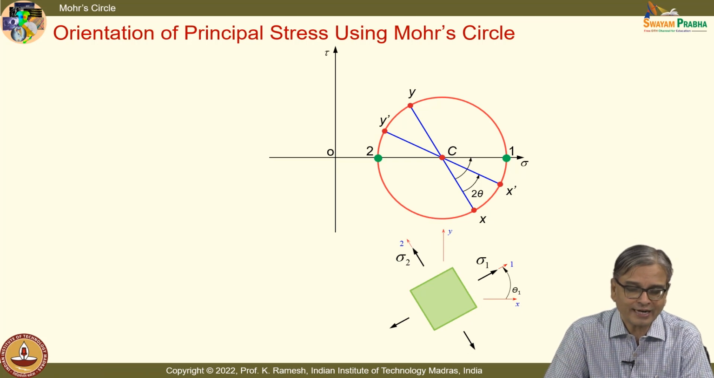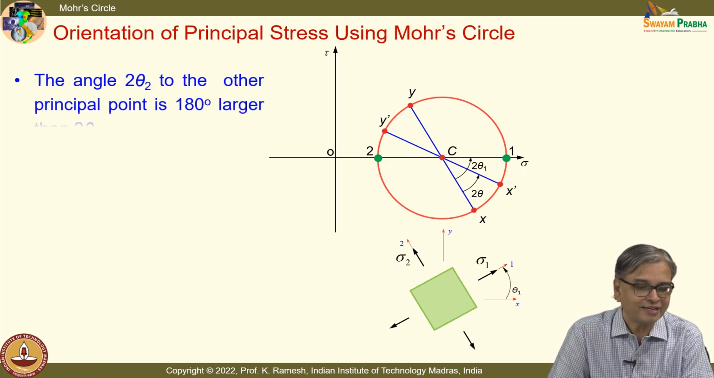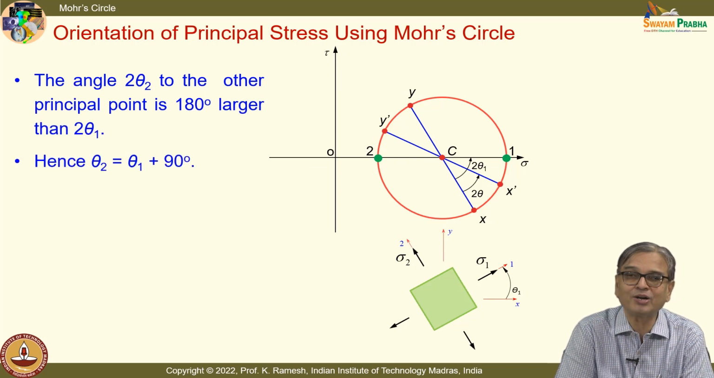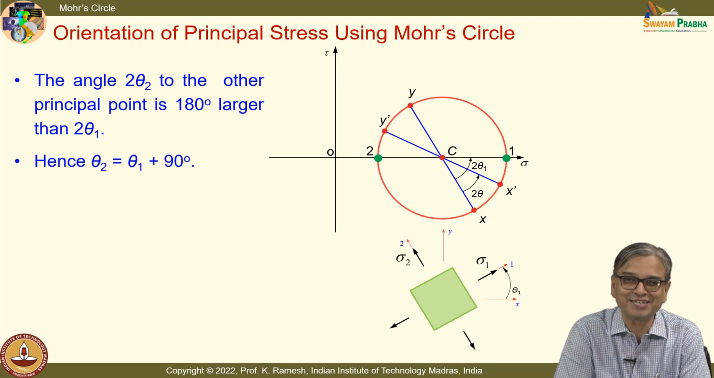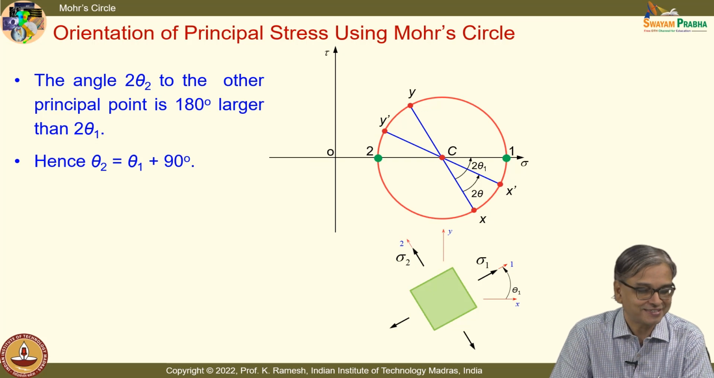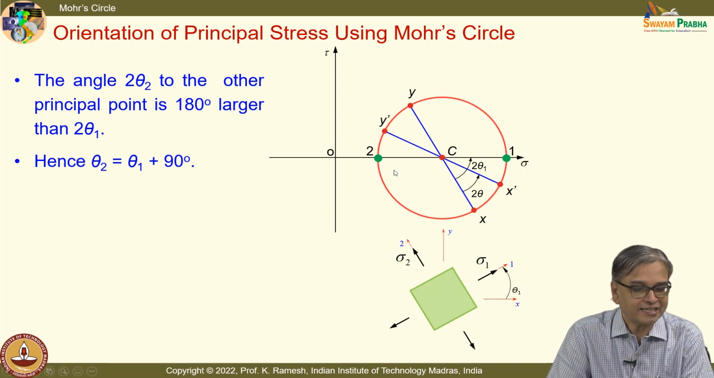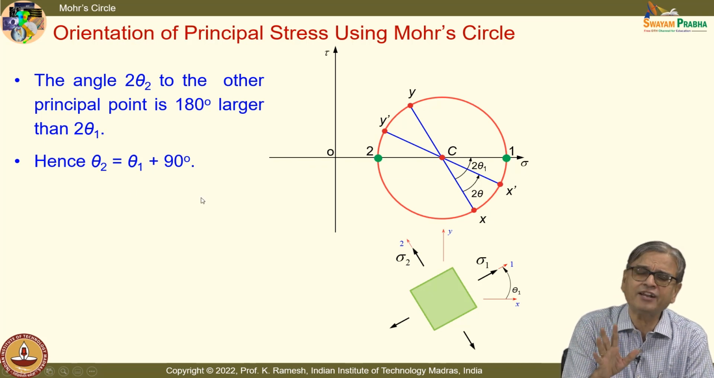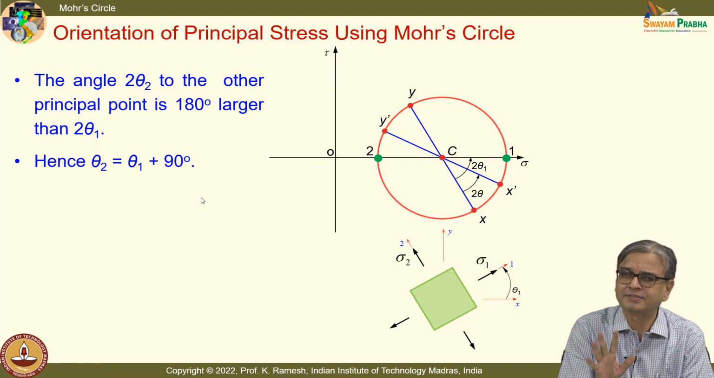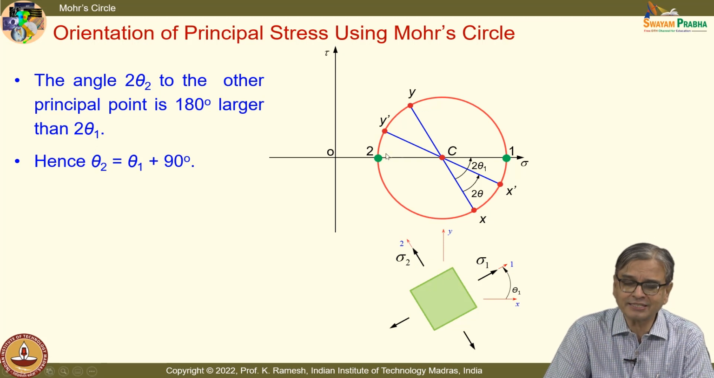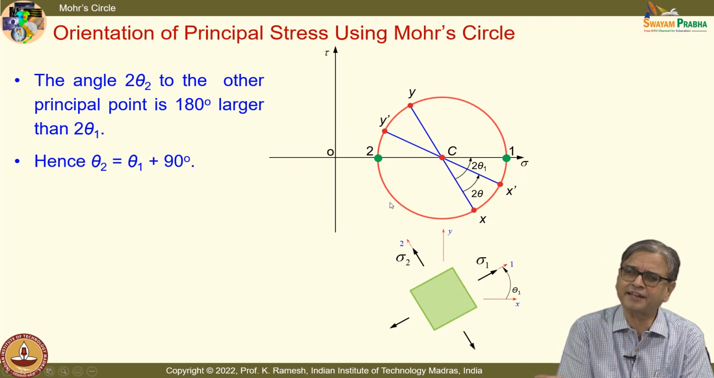Okay, so you forget about your JEE training where you were all told speed is very important. Speed is not important in practicing engineers. Correctness is important. Okay, so I get theta 1 from this, and theta 2 is theta 1 plus 90, which is very clear from Mohr circle. I have taken a problem in such a manner that I have this as acute angle and obtuse angle. It could be of any category.